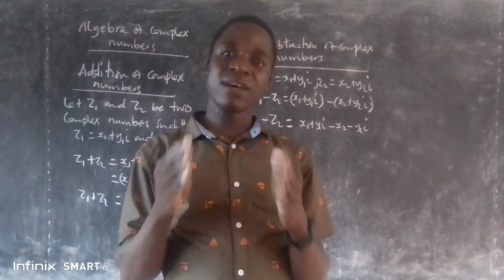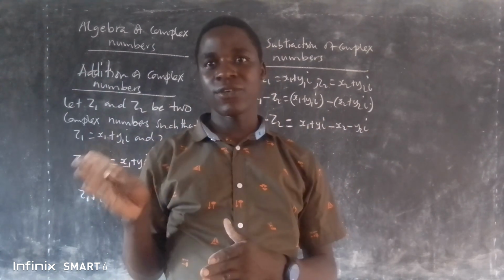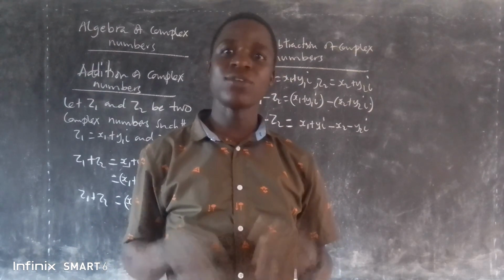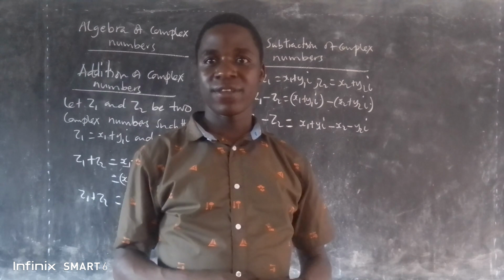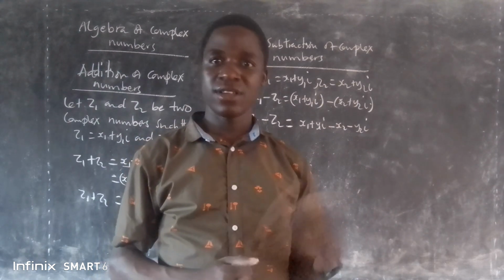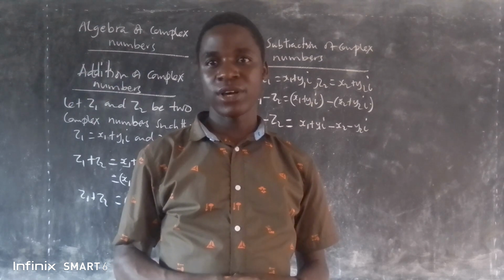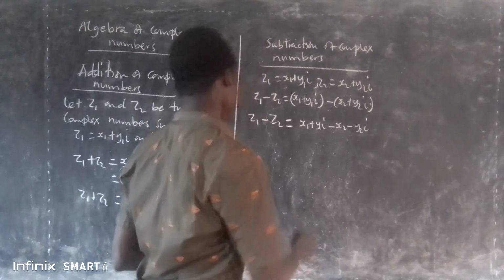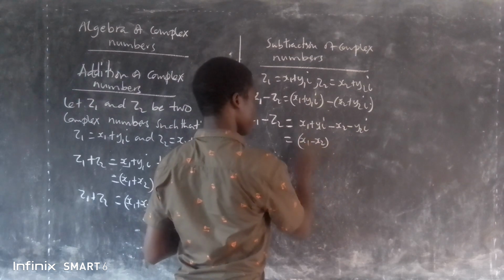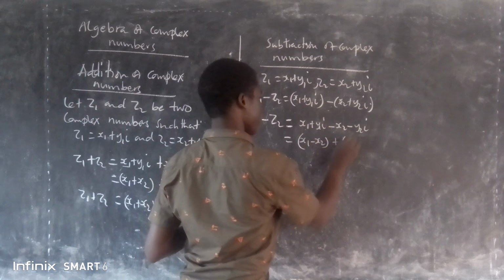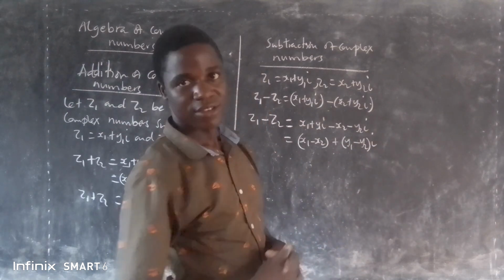Get the real parts with the real parts, the imaginary parts with the imaginary parts. We are saying that subtract the real part minus the real part, and also imaginary part minus the imaginary part. Don't subtract real part minus imaginary parts, no. So where are the real parts there? We have x1 and x2. The imaginary parts are y2i and also y1i. So let us see. This one, x1 minus x2 plus y1 minus y2, but i is common in that case.